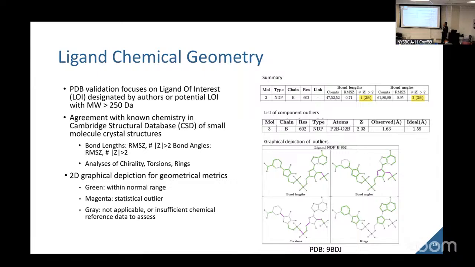Same thing for the bond angle. And for the specific bond outlier, we list the observed value, the ideal value observed in the CSD, and Z. And also there's a graphic depiction, which uses different colors on this chemical drawing. Green means this bond is good, and magenta means the bond is a statistical outlier. And same thing for the angles, torsions, and rings.